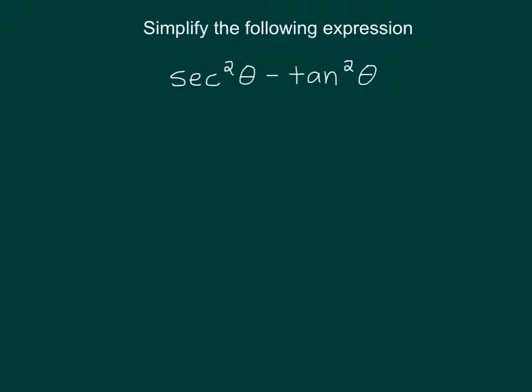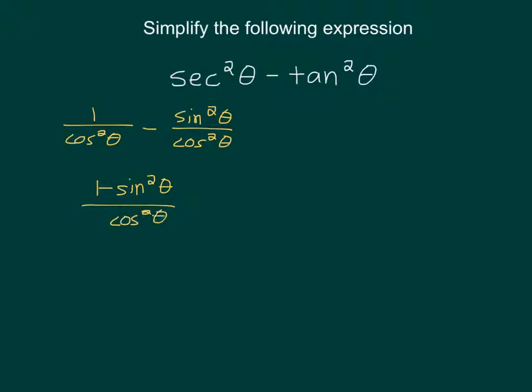Simplify this expression. Now, there is a straightforward way of doing this, which takes more time, which would be saying secant squared is 1 over cosine squared. Tangent squared is sine squared over cosine squared. We have two fractions with a common denominator, so we can combine those. 1 minus sine squared theta over cosine squared theta. 1 minus sine squared theta is cosine squared theta, so we get cosine squared theta over cosine squared theta, which is, of course, 1. There is an easier way.